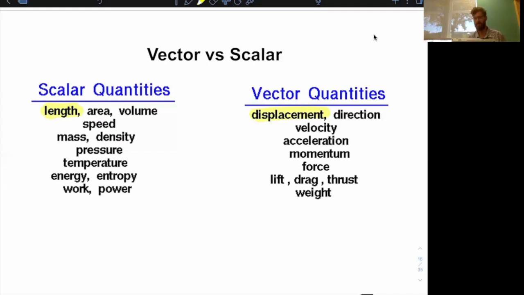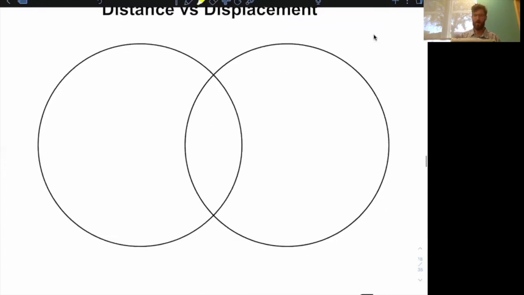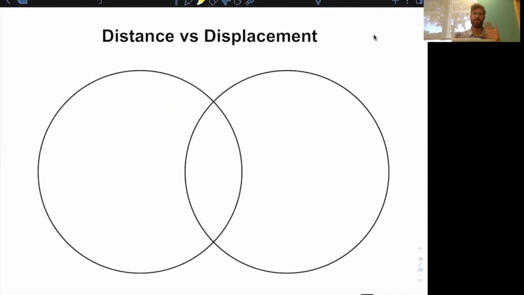You'll also notice that we have velocity and speed. Don't those two things have the same unit? Aren't they really the same thing? Well, no, they're not, ladies and gents. And that's what we're going to talk about right now. So what I want to do here is make a little Venn diagram, and we're going to use distance versus displacement, or length versus displacement, as our Venn diagram topics.